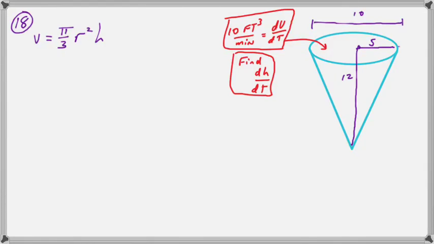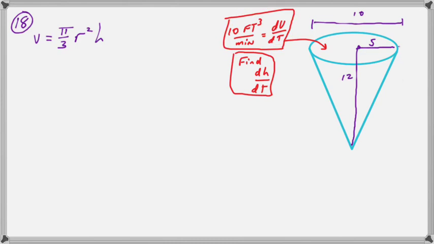Okay, this is number 18 in section 2.7, AP Calculus related rates. We have a depth problem. A conical tank, vertex down, is 10 feet across the top, 12 feet deep. I tried to illustrate that with a drawing. Water is flowing into the tank at a rate of 10 cubic feet per minute. Again, I tried to illustrate that right here.